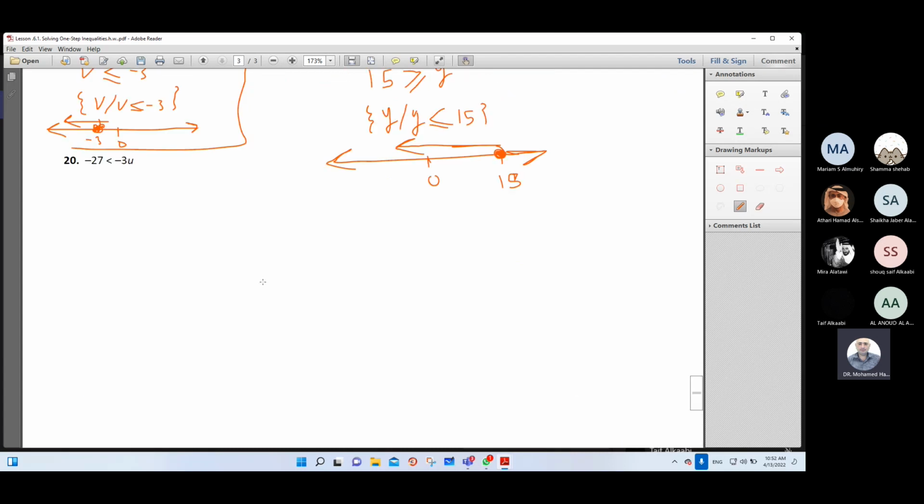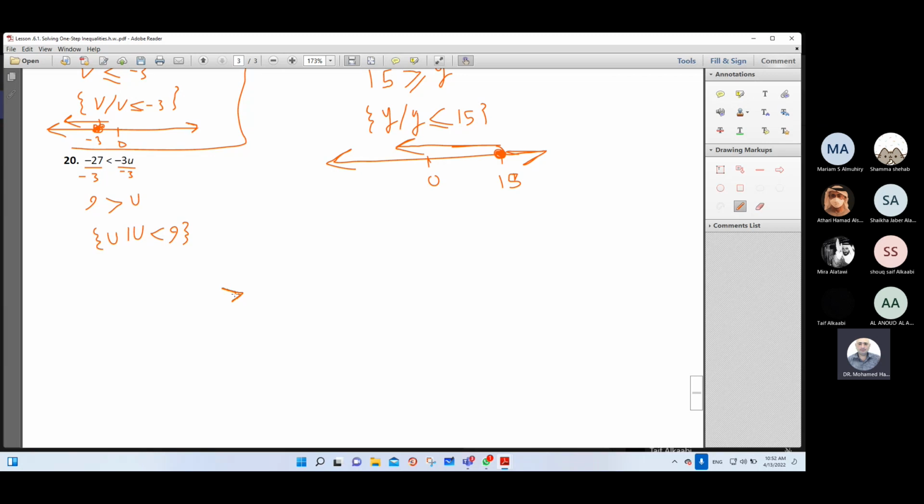Right, the last exercise here, we want to keep u alone. So we want to remove negative 3 from here. So we can divide here by negative 3, and we can divide here by negative 3. So negative 27 divided by negative 3 will be 9. And always remember, when you divide by a negative number, switch the sign. Negative 3 divided by negative 3, 1u means u. So the set of the solution, u such as u less than 9.